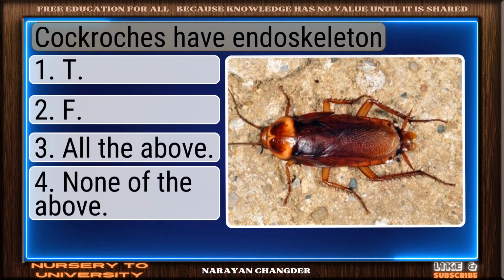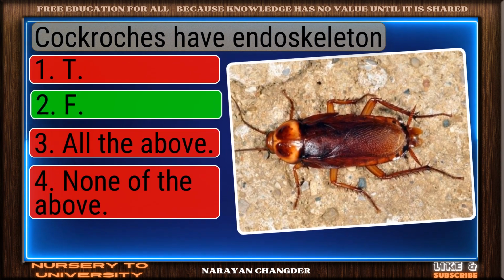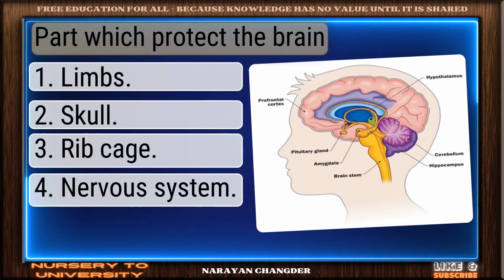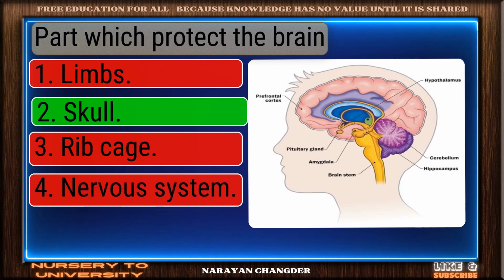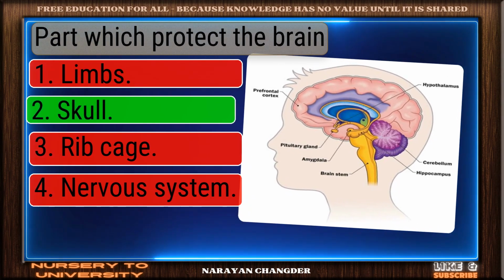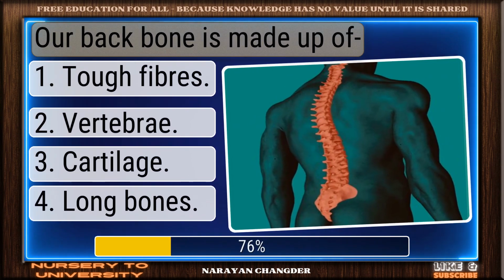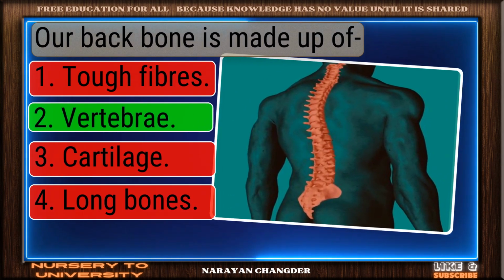Cockroaches have endoskeleton. On track. F is the correct answer. Part which protects the brain. You're right. Skull is the correct answer. Our backbone is made up of. Smart pick. Vertebrae is the correct choice.